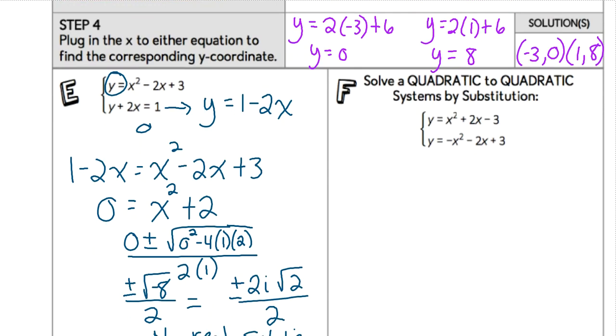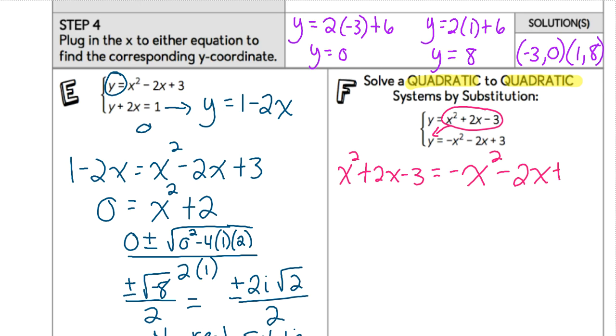Okay, let's do example F here. So for example F, now this one has quadratic and quadratic. You need to notice that up here. So for this one, they're both already solved for y, so they've taken care of step 1 for us. We're just going to substitute here. So we're going to have x squared plus 2x minus 3. So I'm taking this equation, substituting it in for y over there, and setting it equal to the other quadratic on the other side. So there's my system.